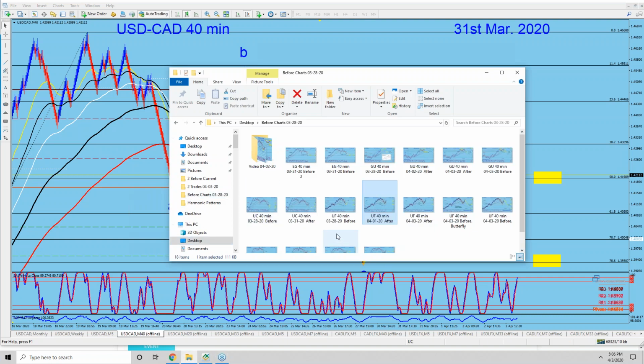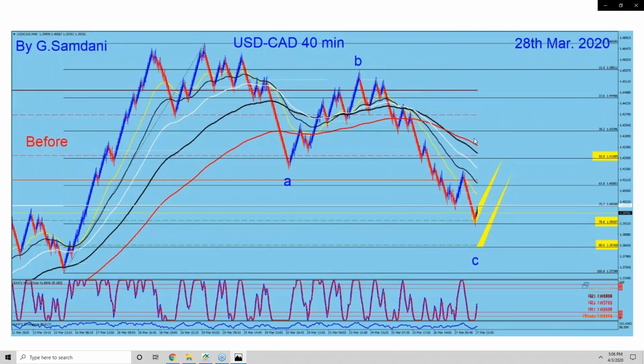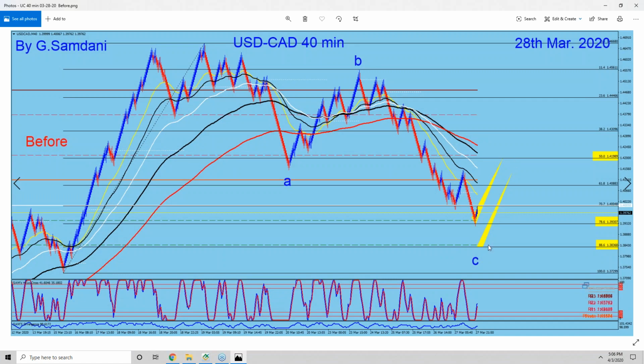So let me see, where's the chart that I gave you? All right, so this was the chart, right? That is going to bounce from here, either bounce right from here or come down a little bit more, 88%, and then bounce. So it went right from there.